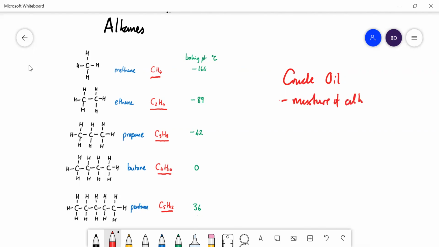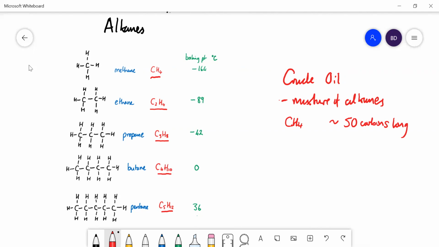And they range in size. The only difference is they've all got different sizes. So the smallest one would be methane, and they range up to ones which are about 50 carbons long. Okay, and everything else in between.